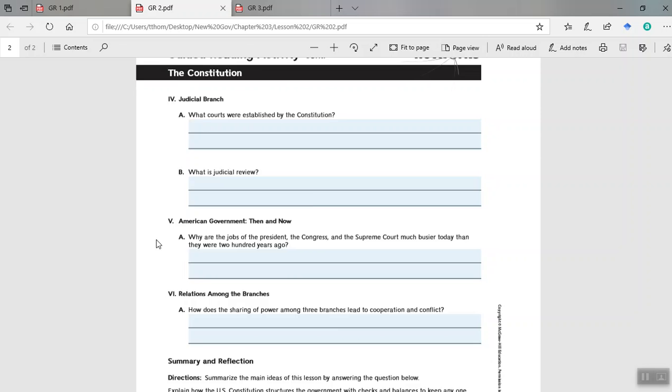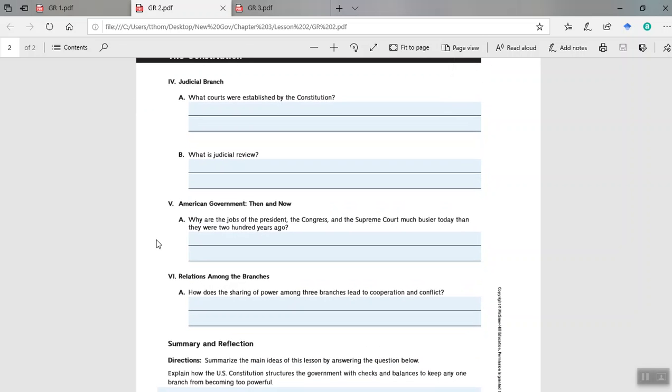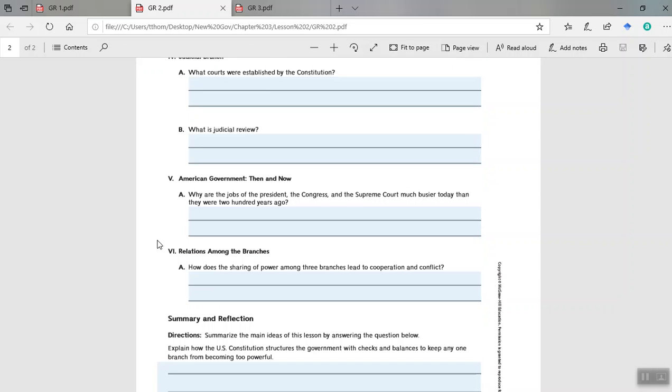The judicial branch: what courts were established by the Constitution? It established the federal court system, with the Supreme Court as the highest court and other inferior federal courts. Judicial review, what is it? Judicial review is the power of the courts to interpret the Constitution and overturn laws that violate it.